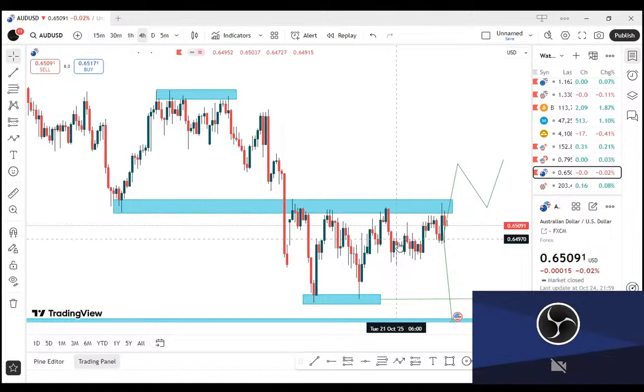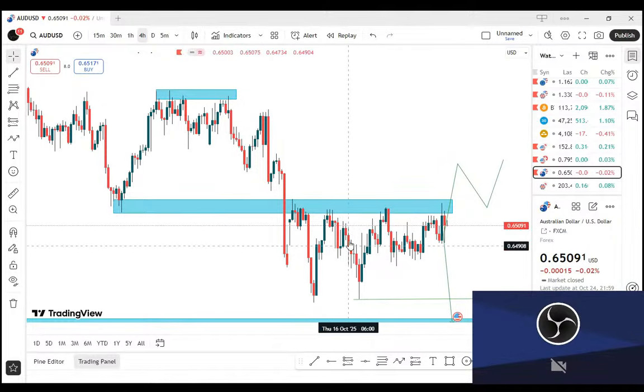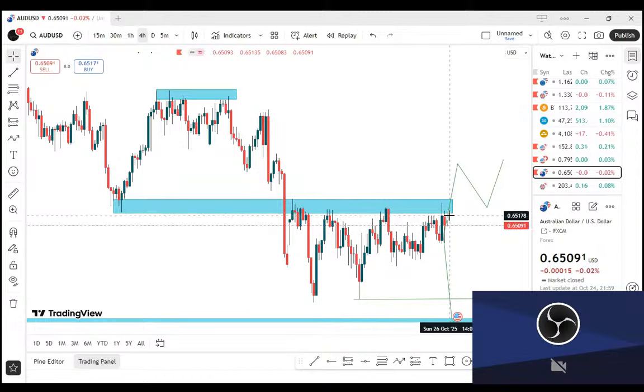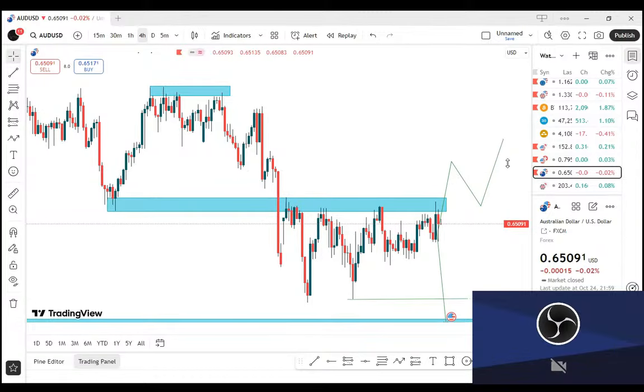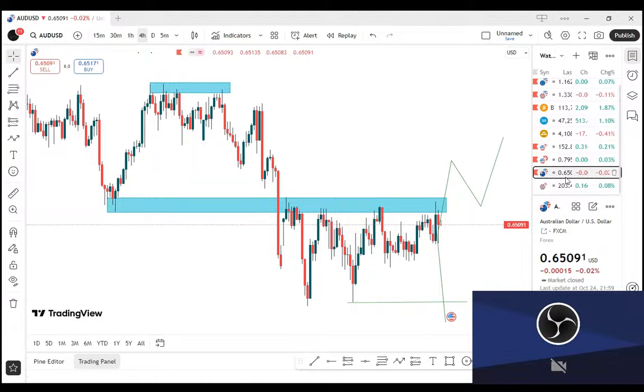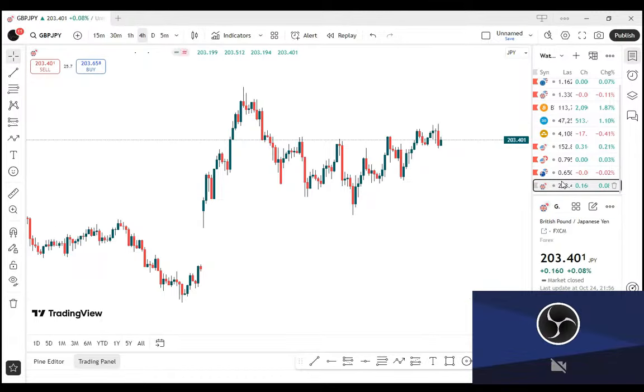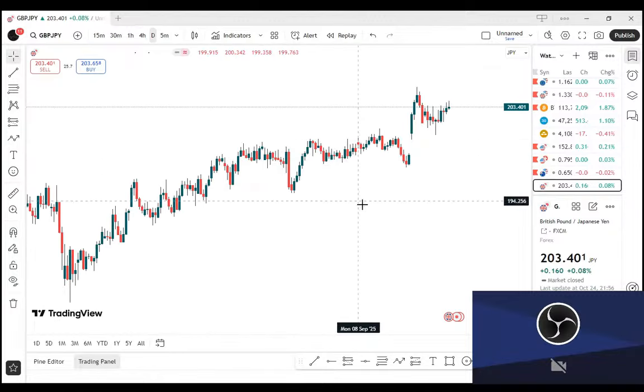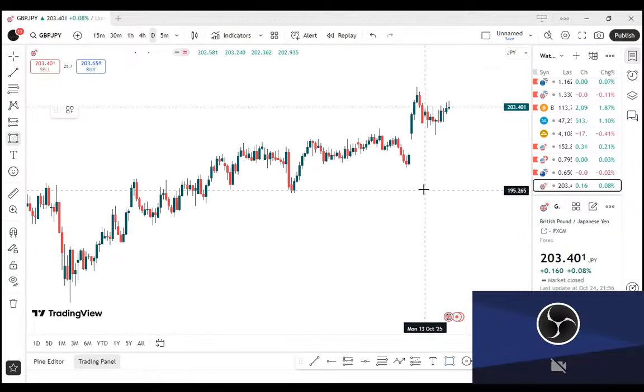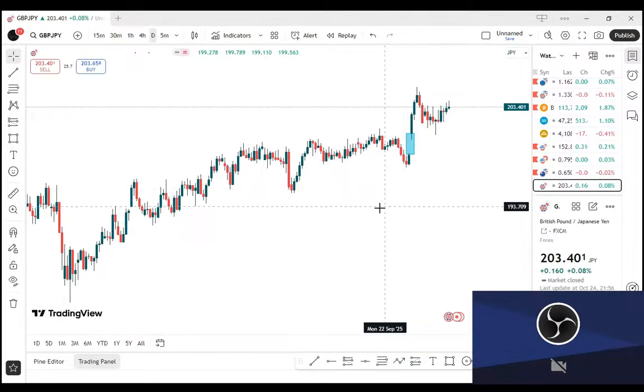You can see GBPUSD, sorry, AUDUSD respecting these particular zones. So this is a very strong zone. Anytime this zone is broken, straight down. We're having GBPJPY next. GBPJPY on your daily time frame, giving us a bullish structure. GBPJPY with bullish structure, giving us this gap again. It gave us this gap on GBPJPY.